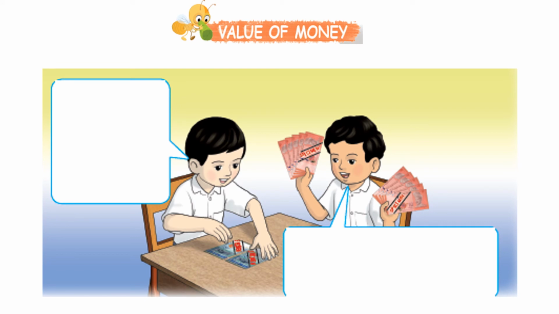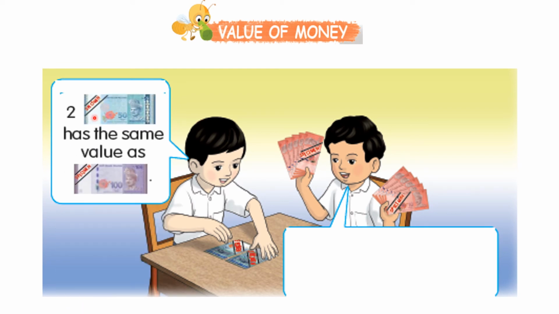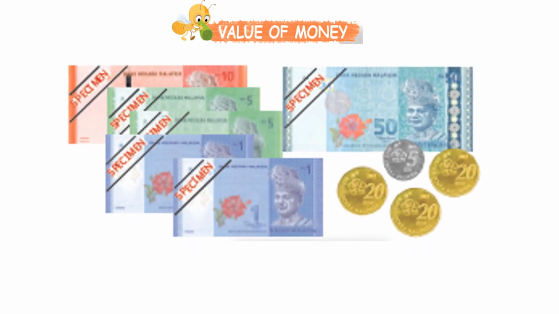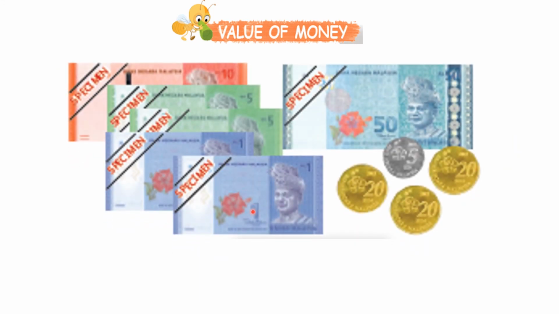Next, look at this. Okay, 50 ringgit has the same value as 100 ringgit. And how about here? 10 ringgit also has the same value as 100 ringgit. Okay, last one, the example of the last one, combination of money again.